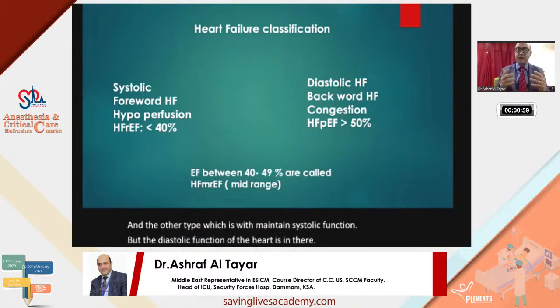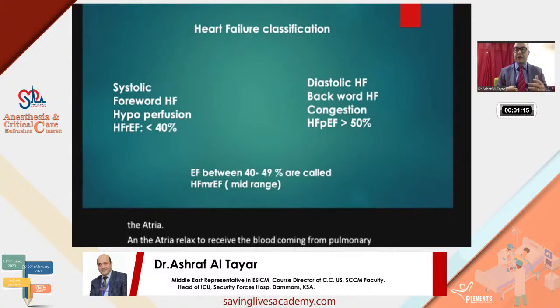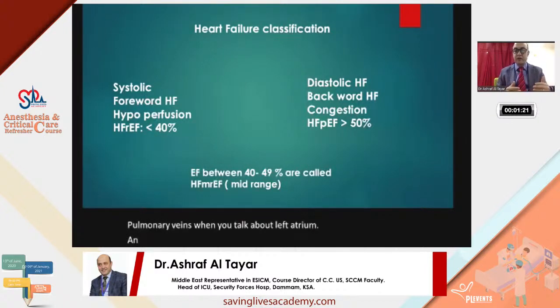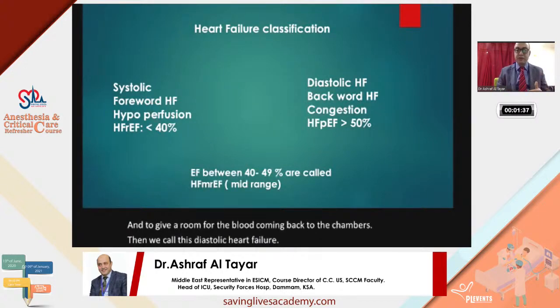In diastole, the heart has to relax to receive the blood coming from the atria, and the atria relax to receive the blood coming from pulmonary circulation, pulmonary veins, when you're talking about the left atrium, and IVC, superior vena cava, when you're talking about the right atrium. If the heart fails to relax and to give room for the blood coming back to the chambers, then we call this diastolic heart failure. Or we used to call it, a couple of years back, backward heart failure or congestion heart failure.